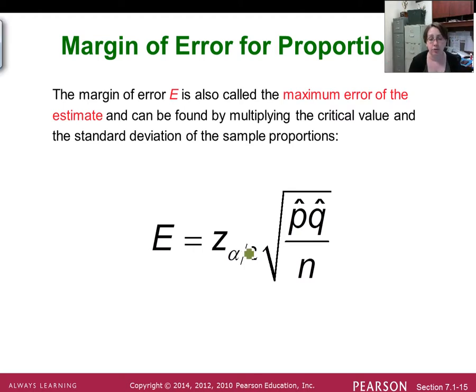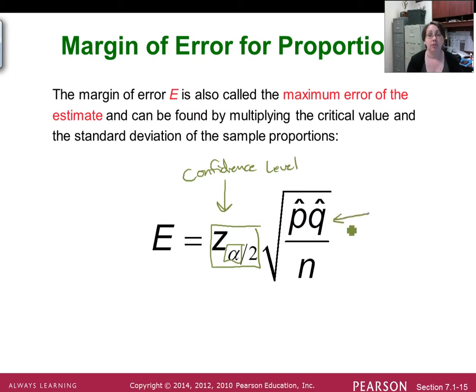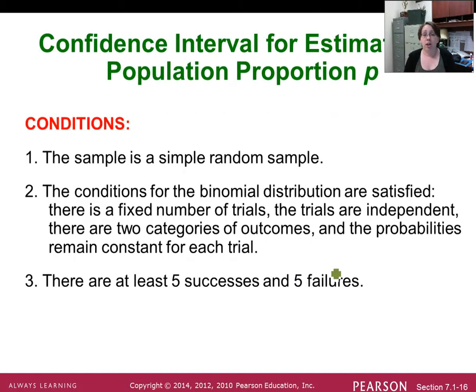Your confidence level determines your alpha, which determines your z-score. So this is where your confidence level comes in. Okay, p hat and q hat, those come from your sample, and n is the number in your sample. How many sample values did you have? So you're going to calculate this. You're going to have a critical or a confidence level, 90%, 95%, 99%, somewhere in there, and you're going to get your z-score for that. Then you multiply by the square root of p hat times q hat divided by n. This is the error. What you do with that error comes next.